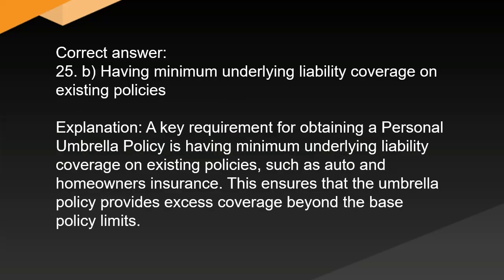Correct answer. B. Have a minimum underlying liability coverage on existing policies. Explanation. A key requirement for obtaining a personal umbrella policy is to have a minimum underlying liability coverage on existing policies, such as auto and homeowners insurance. This ensures that the umbrella policy provides excess coverage beyond the base policy limits.